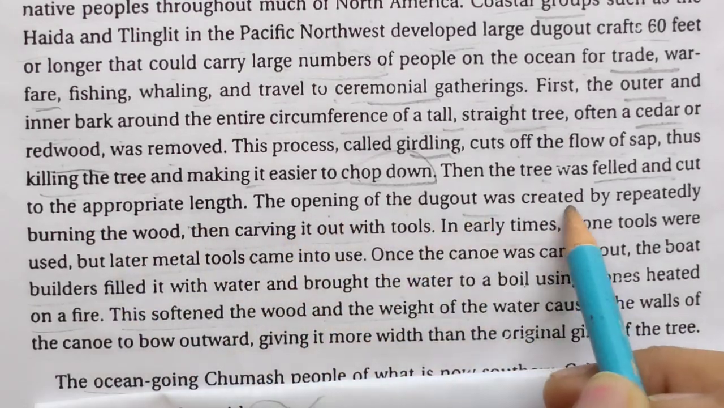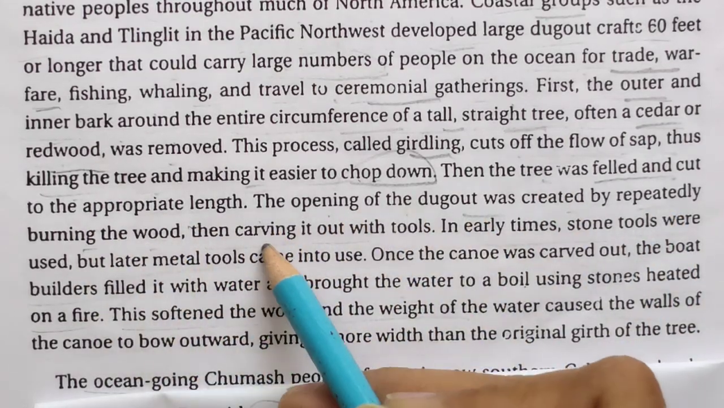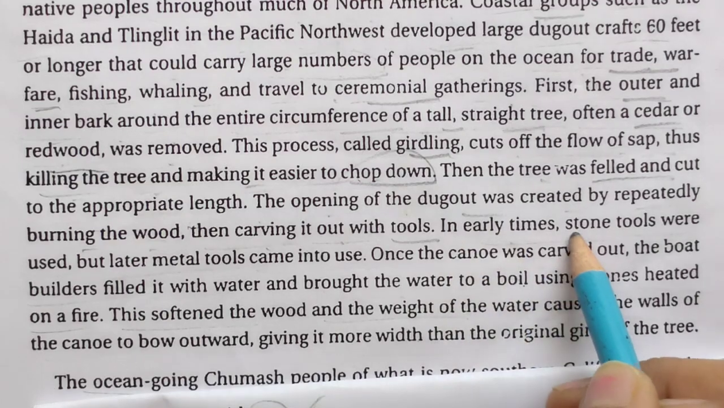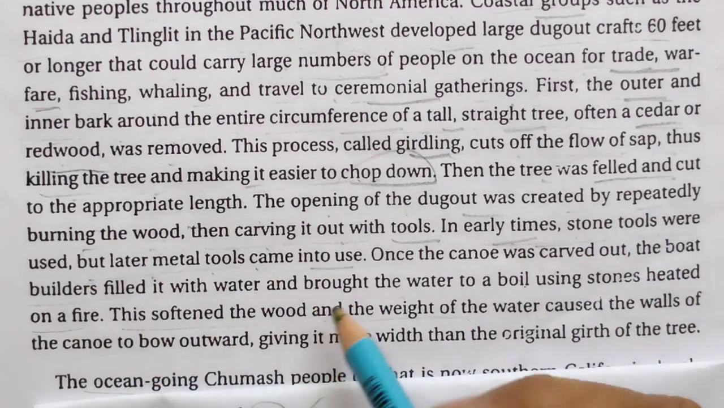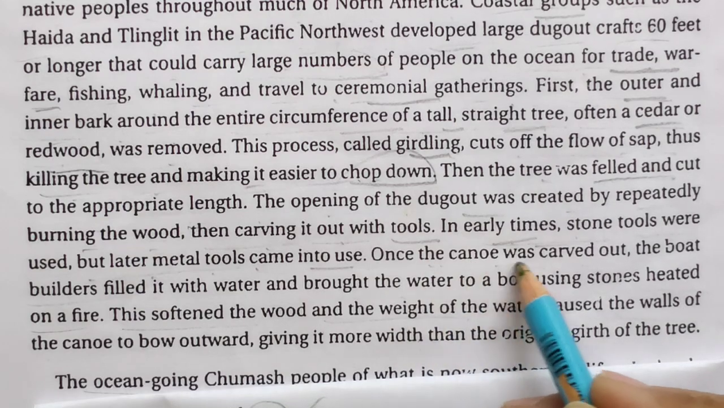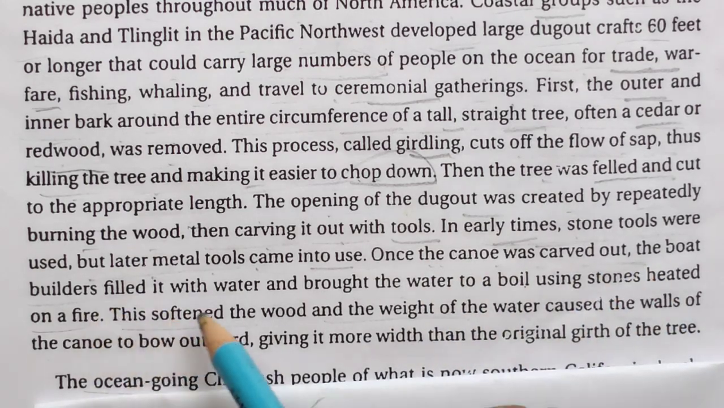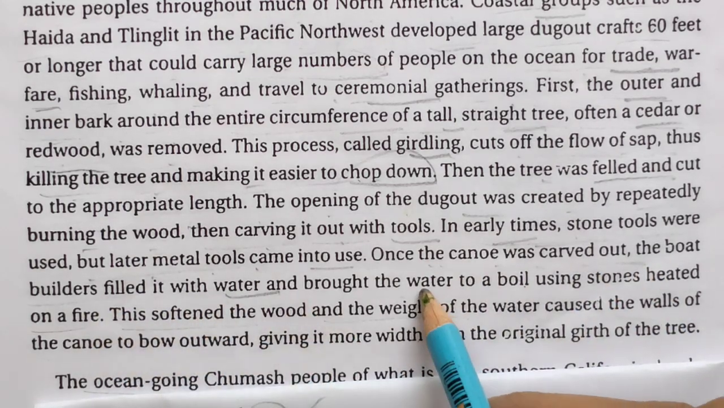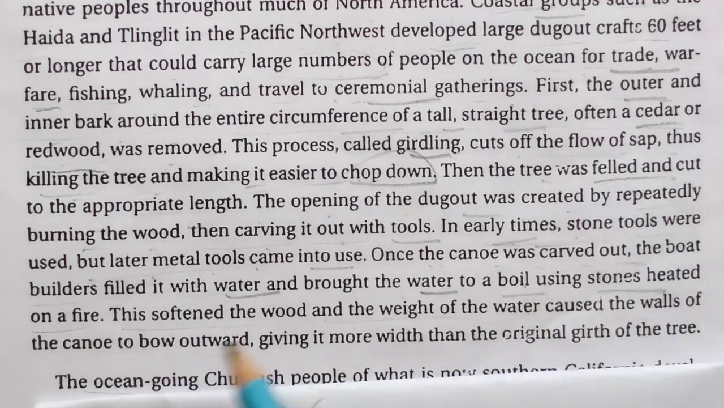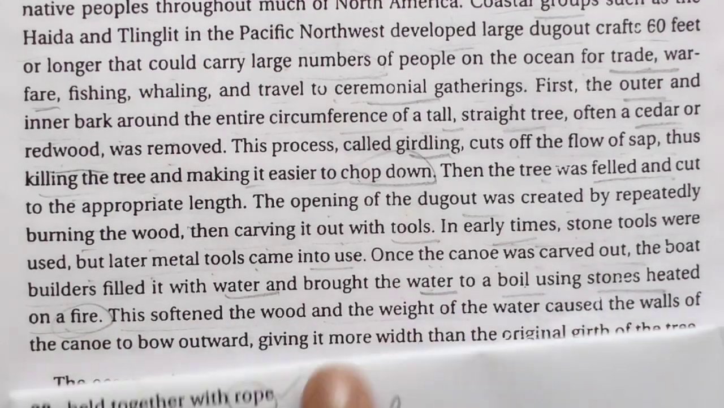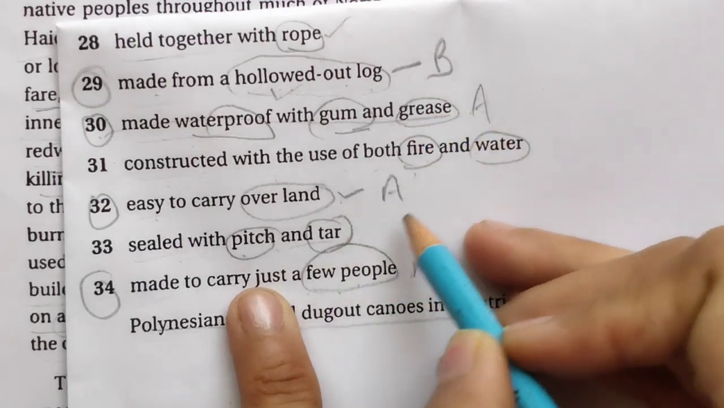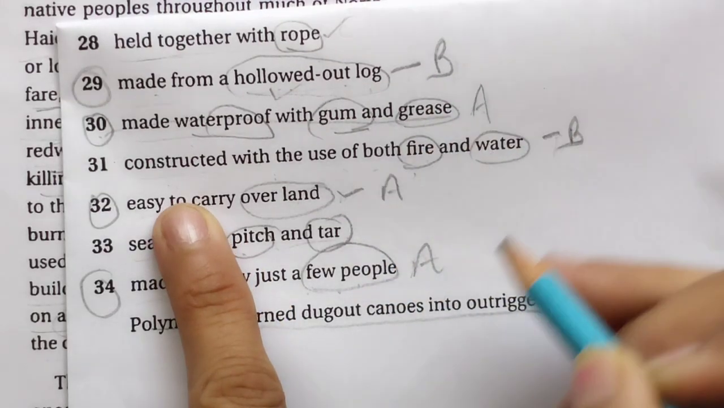The opening of the dugout was created by repeatedly burning the wood, then carving out with tools. In early times stone tools were used, but later other tools came into use. Once the canoe was carved out, the boat builders filled it with water, and hot stones heated on fire were used to bring the water to a boil. See this, 2 words they have used, so we will match it with this B number.